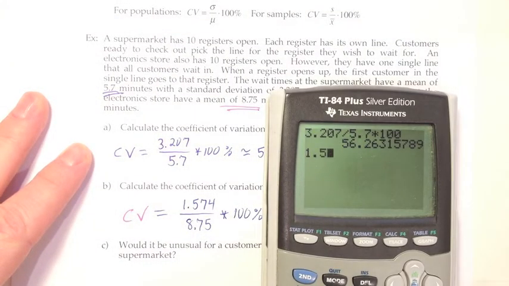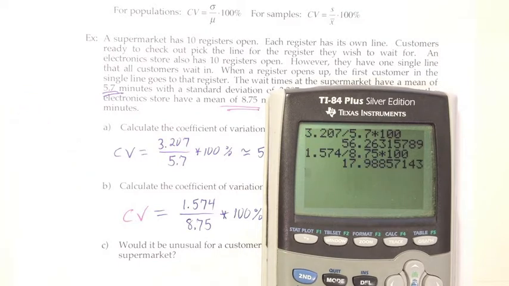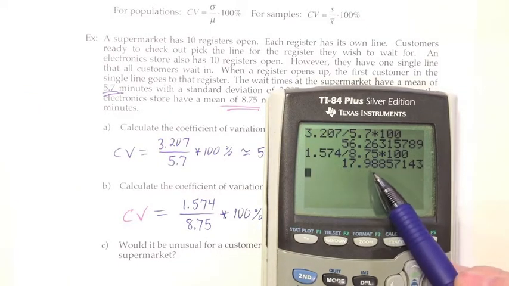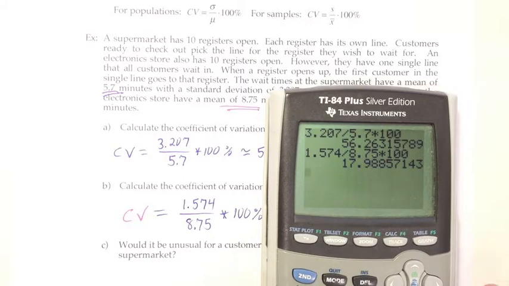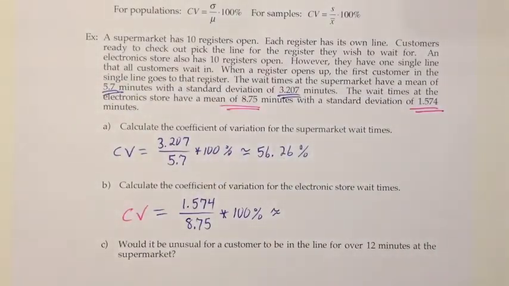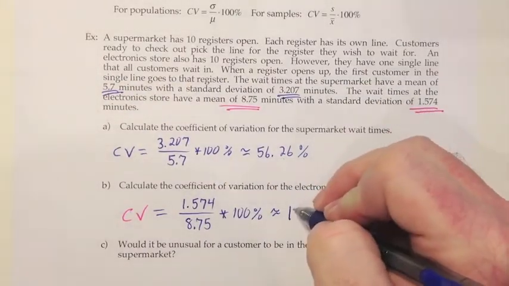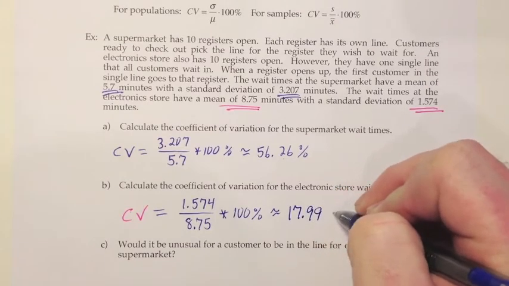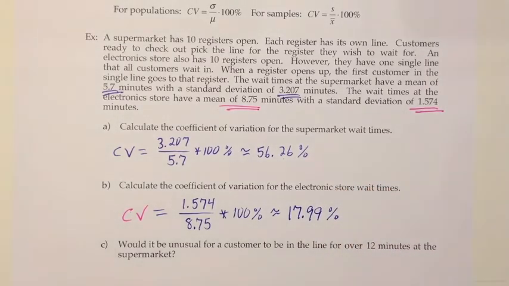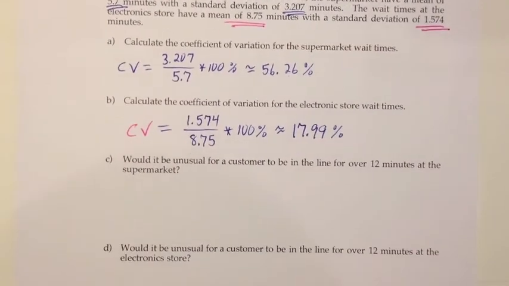So 1.574 divided by 8.75 and then times 100%, and as a percentage that would be 17.99%, an 8 followed by that other 8. So 17.99%. So it seems like actually calculating the coefficient of variation is not that tough. It's just a division and then a multiplication with that 100%. So it's pretty quick to do that. Let's look at the follow-up questions and see what that does for us.